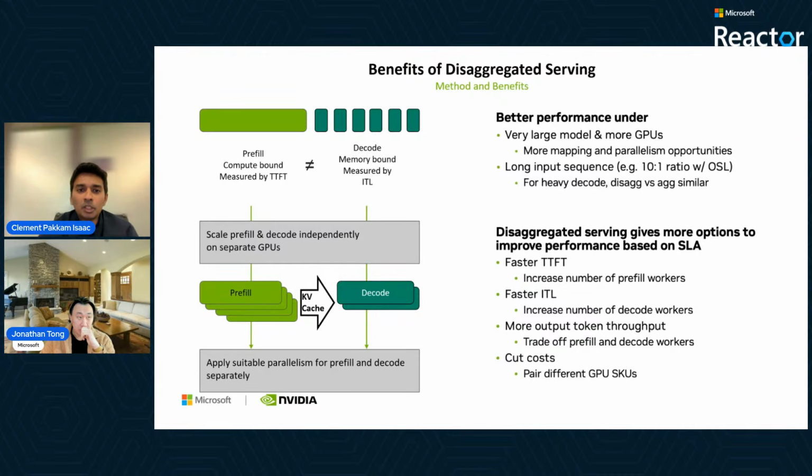Another good thing that often gets overlooked is that when you have different GPU pools for prefill and decode, you can use different GPU SKUs, and you could make cost optimization decisions based on the type of SKUs that you use for the prefill and the decode phase.